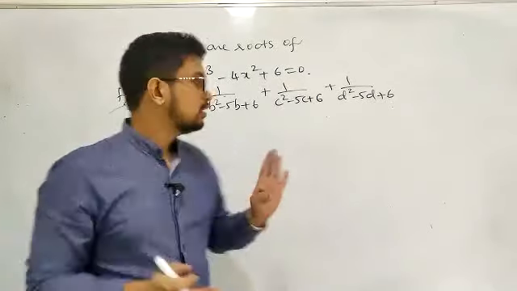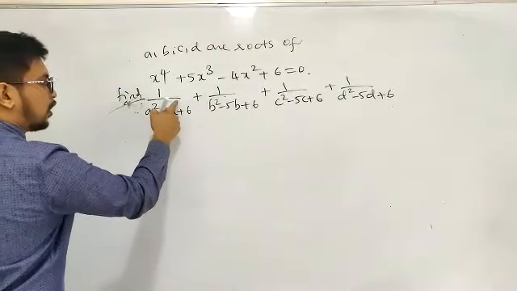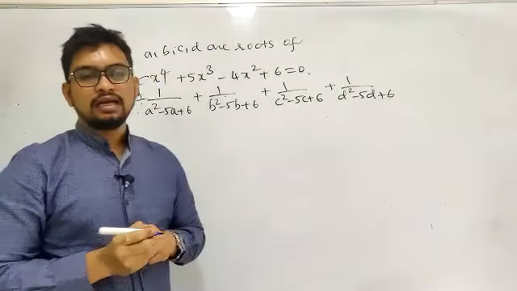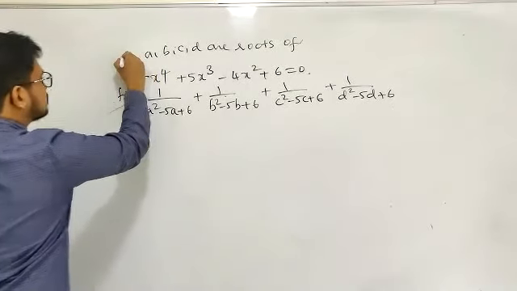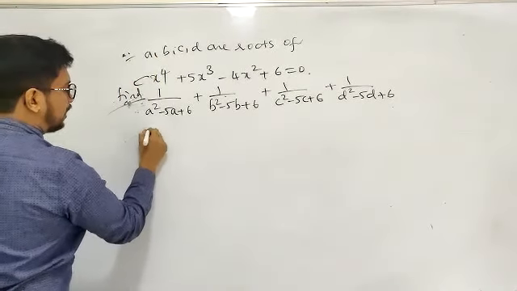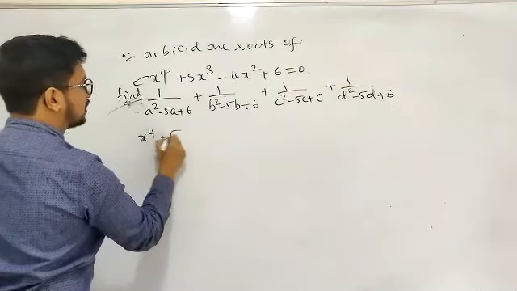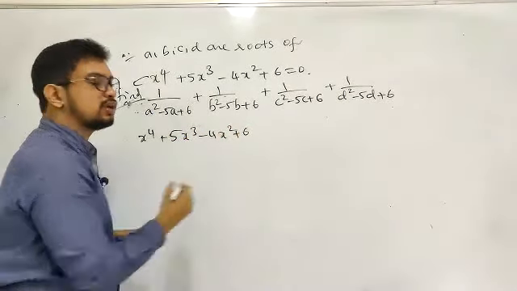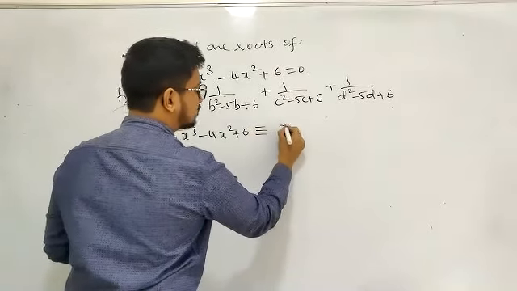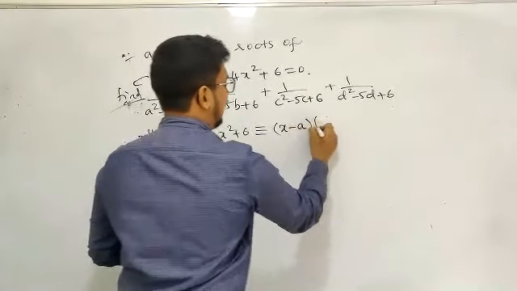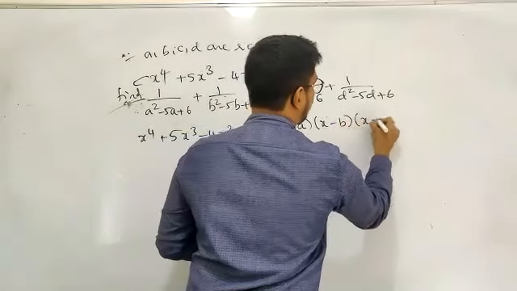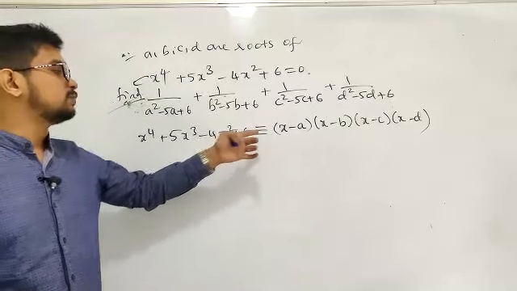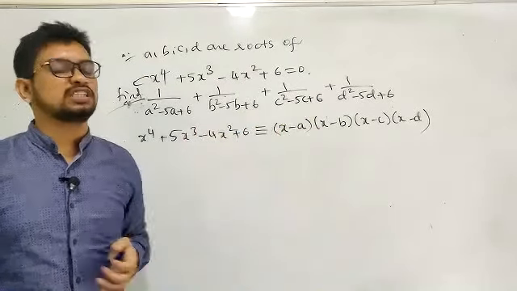How? Listen. In this problem, A, B, C, D are the roots of this equation. This is a special method. I'll write x power 4 plus 5x cube minus 4x square plus 6. As these are the roots of this equation, this is absolutely identical to x minus a into x minus b into x minus c into x minus d. Yes or no?